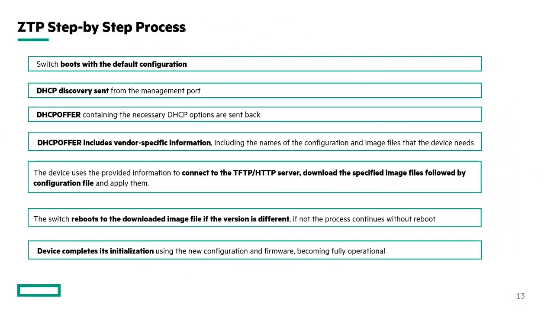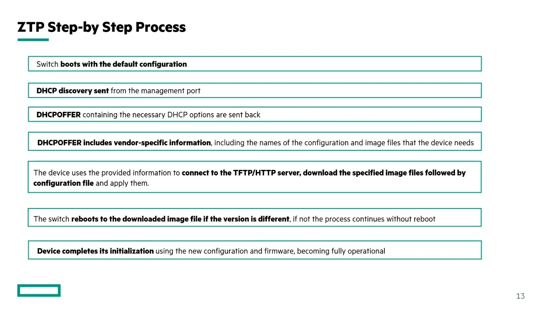So let's look into the step-by-step ZTP process with IPv6. The switch boots with a default config, and then a DHCP discovery is sent from the management port. Following this is the DHCP offer containing the necessary options from the DHCP server that are sent back to the switch. This DHCP offer message includes vendor-specific information and the names of the configuration and image file that the device needs.